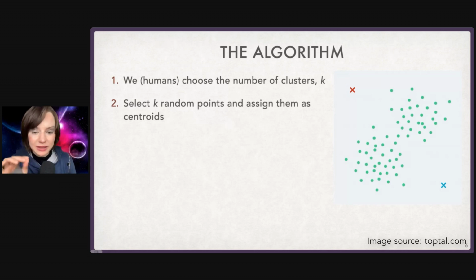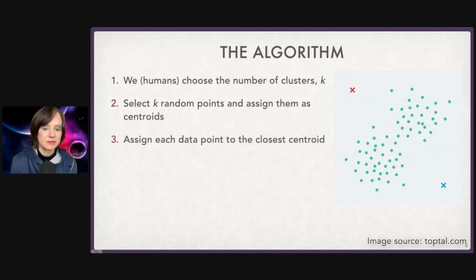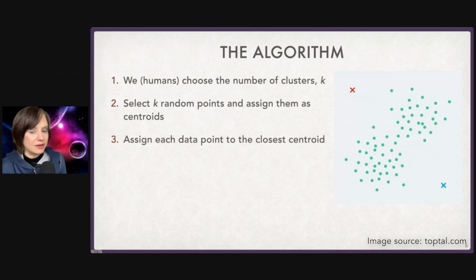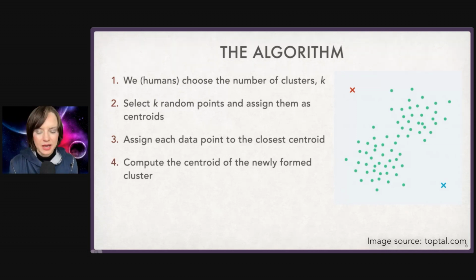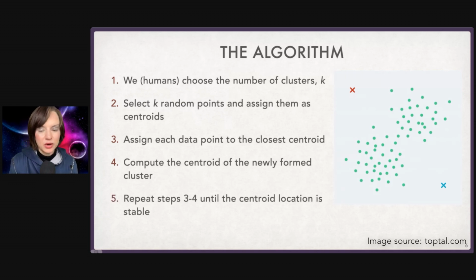They could literally be anywhere in the feature space. Assign each data point to the closest centroid, and I am going to label my data in a way that reflects which centroid it is closest to, and then I'm going to compute the centroid of the newly formed cluster. Whoa, a lot of words. What's happening? We are going to visualize this in mere moments. We are going to then repeat this until the centroid location is stable. That's it. There it is.